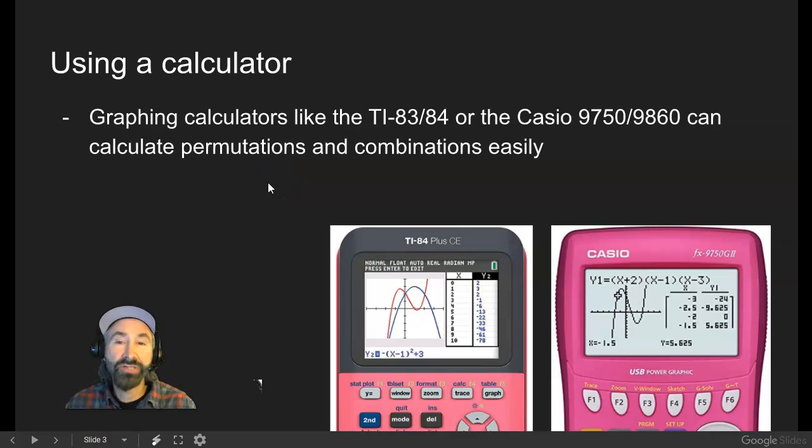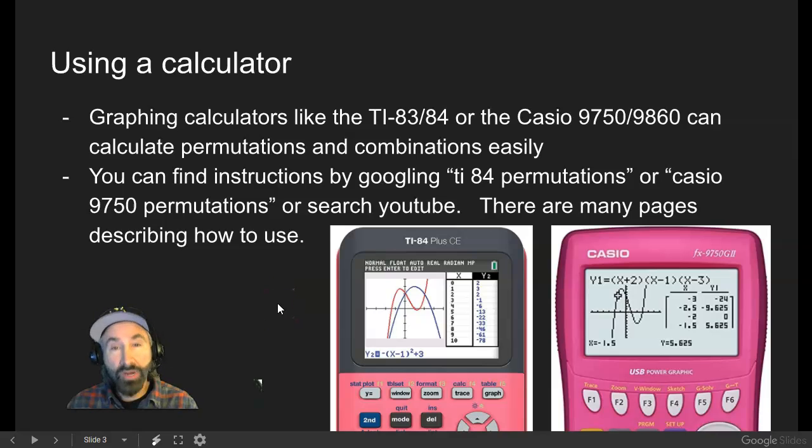The two Casios are a little bit less expensive. The TI-83 is a lot cheaper than the 84, but the 84 is a lot more powerful. It's faster and it's more colorful than the 83. The Casio 9750 and 9860s, they're just less expensive than both of the Texas Instruments. And it's not that they're any less of a calculator; they're just less expensive.